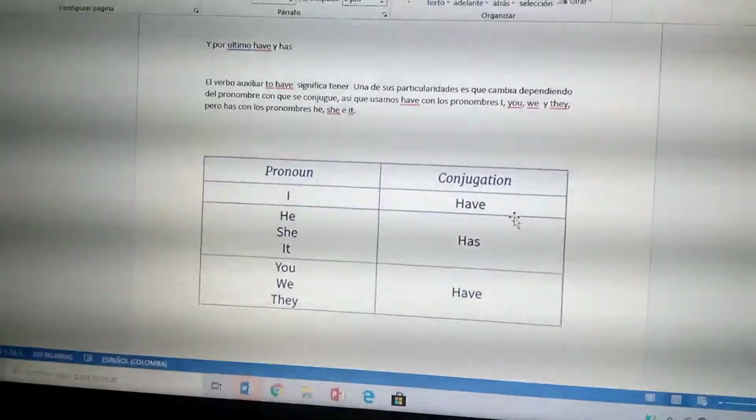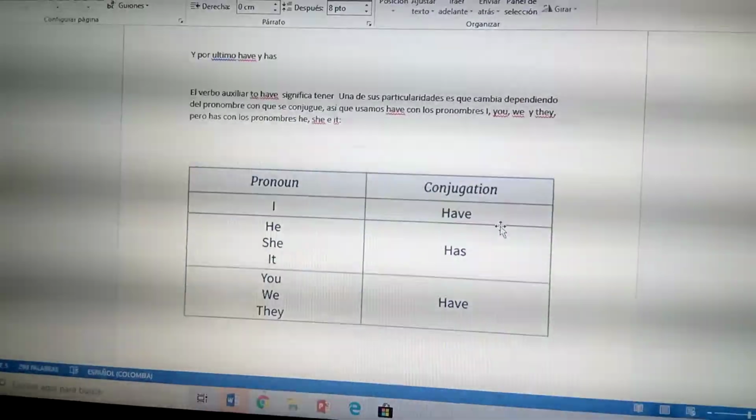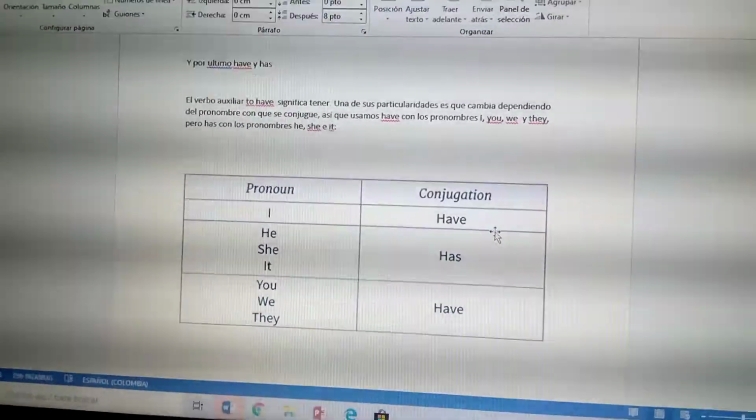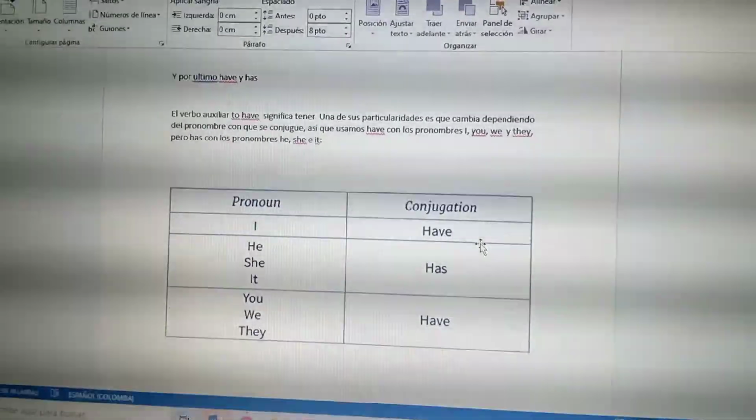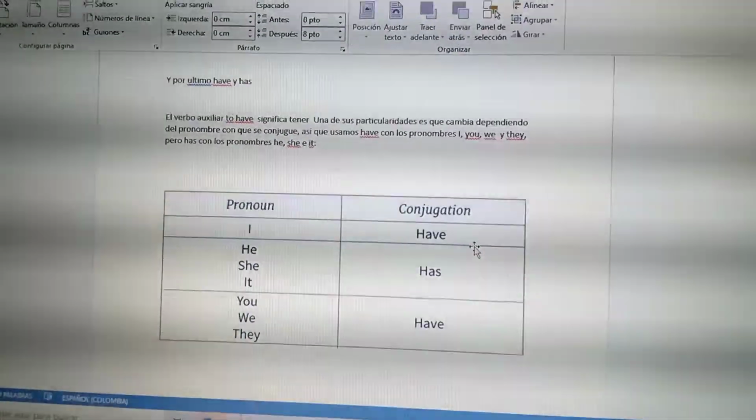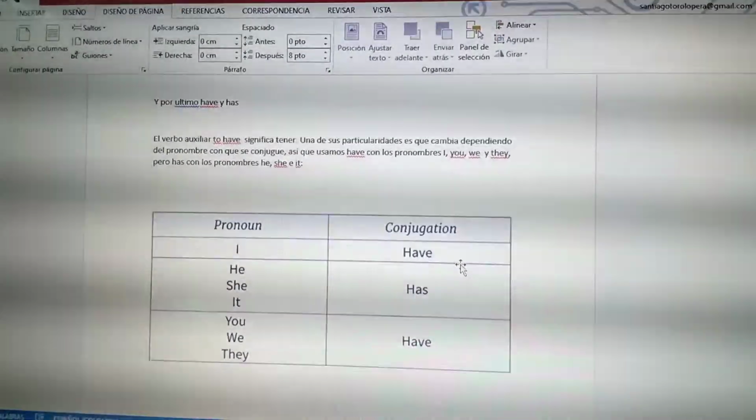Pronoun I, conjugation have. Pronouns he, she, it, conjugation has. Pronouns you, we, they, have.